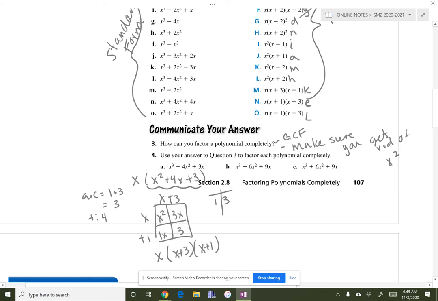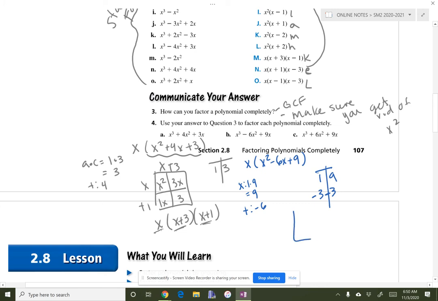And then I check my answers and make sure that 1, none of my sets of parentheses have GCFs in them, and 2, none of them have x squareds in them. Okay, same goes for B. If I do the same thing for B, I take out an x, and I've got x squared minus 6x plus 9. I go, okay, what multiplies to 1 times 9, or 9, and adds to negative 6? Well, I've got 1 and 9, and 3 and 3. And to get negative 6, they both are going to be negative.